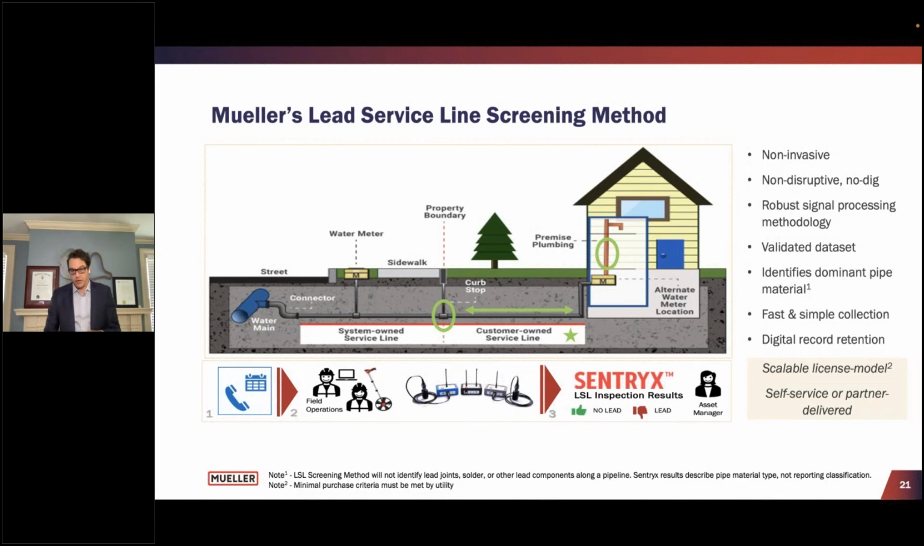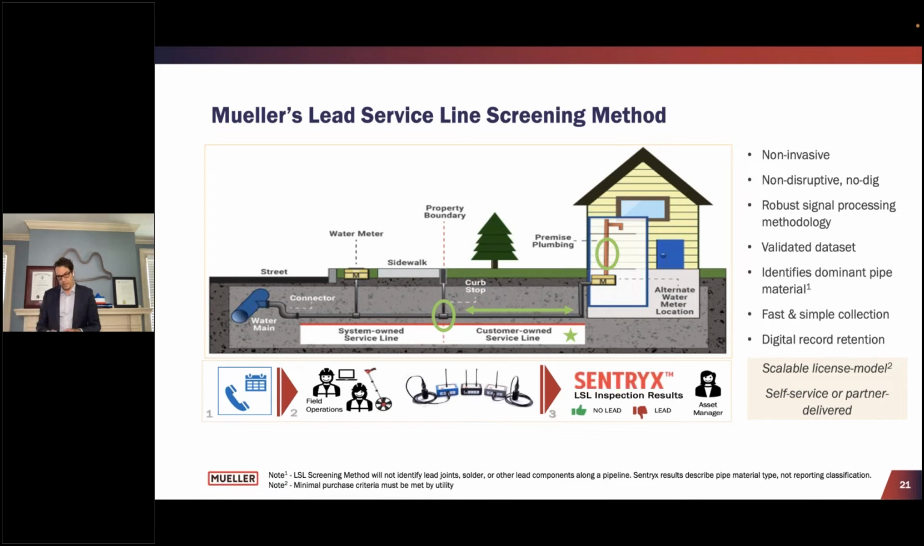This is meant to be a very fast tool to be deployed either by one of your service teams at the utility or by a contractor partner. We're expecting about 30 minutes per test at a per house basis. It's something that can be deployed and moved across your system quite quickly.